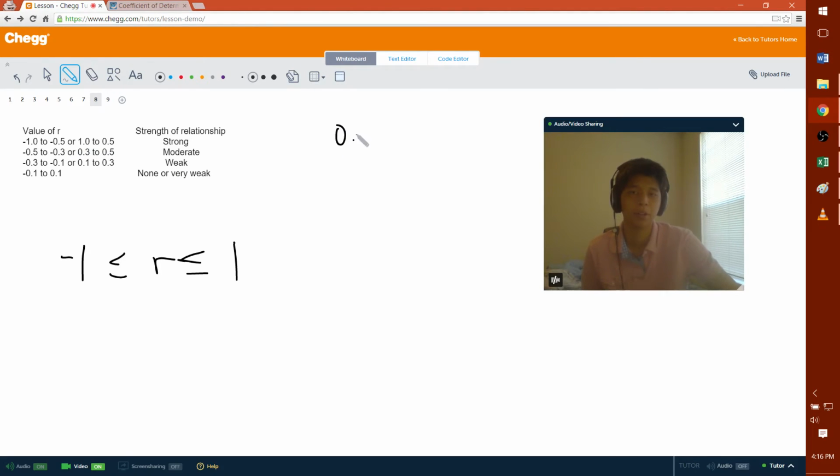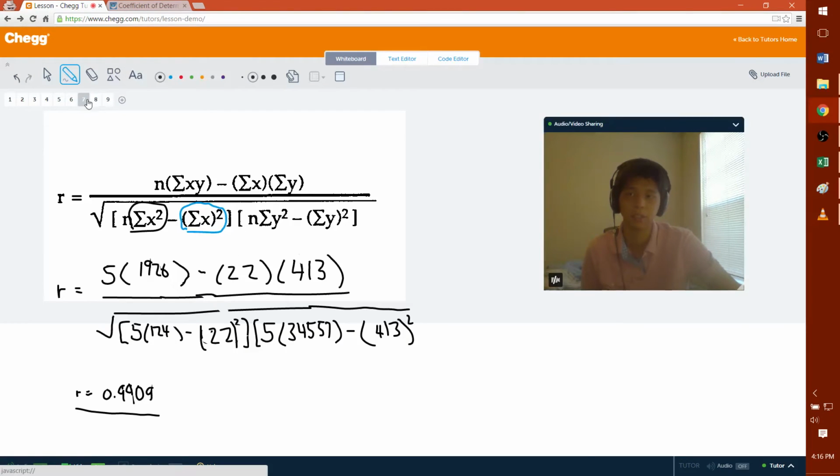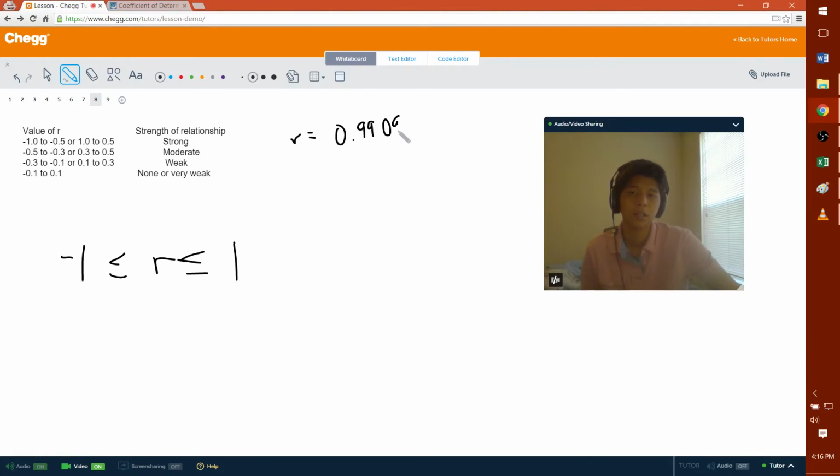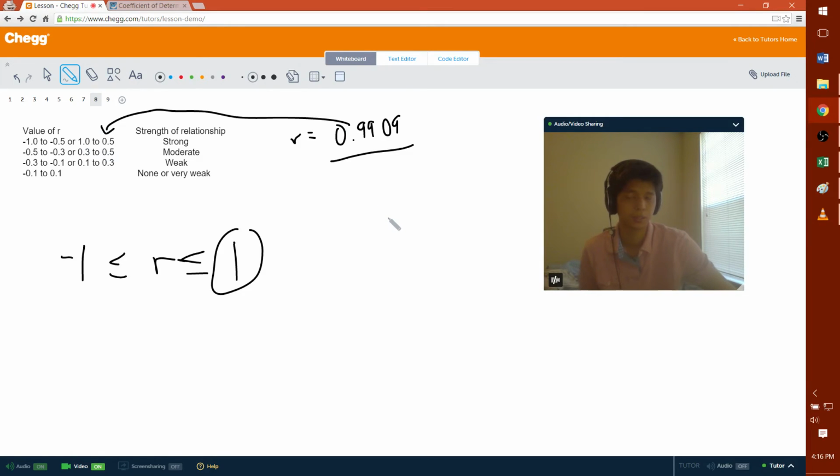So remember, our value that we just got is 0.9909. So this is pretty high. This is close to that maximum 1 value that we talked about. So we look at our R value and see what category it falls into. And it turns out it falls between 1 and 0.5. So if we were asked to describe our correlation coefficient, we would say that it indicates a strong, positive, linear relationship between the number of hours studied and the grade on the test.